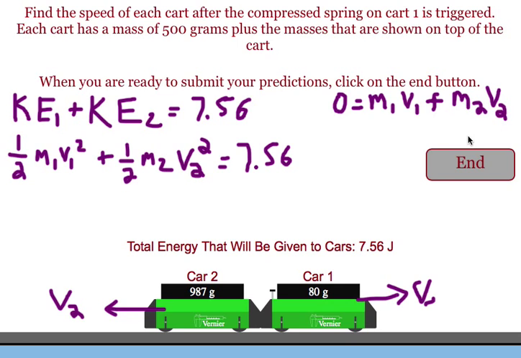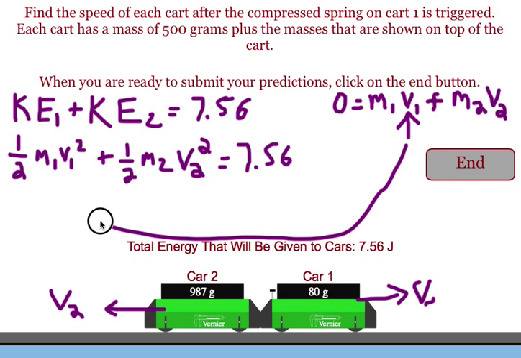Okay, this equation also is unsolvable because we don't know V1 and we don't know V2. So rearrange this equation so that it is solved for V1 in terms of V2. Take that expression that you get for V1 and plug it in to this equation to eliminate the variable V1. You will now have an expression that depends solely on the velocity 2. You should be able to solve and get an answer for the velocity of car 2.